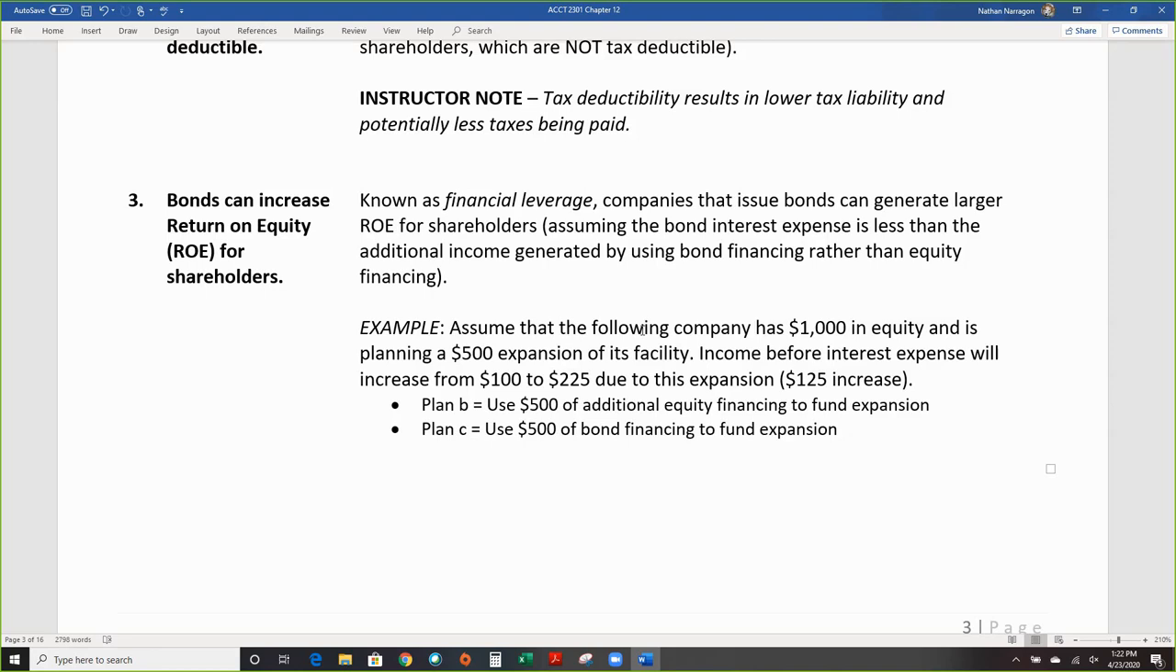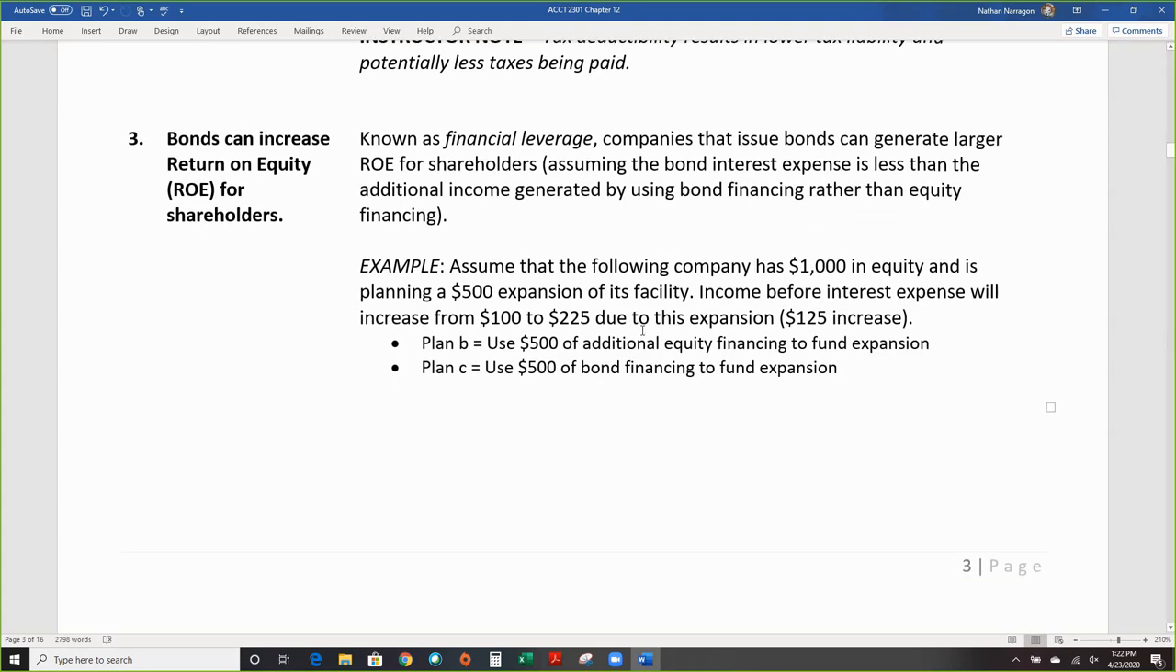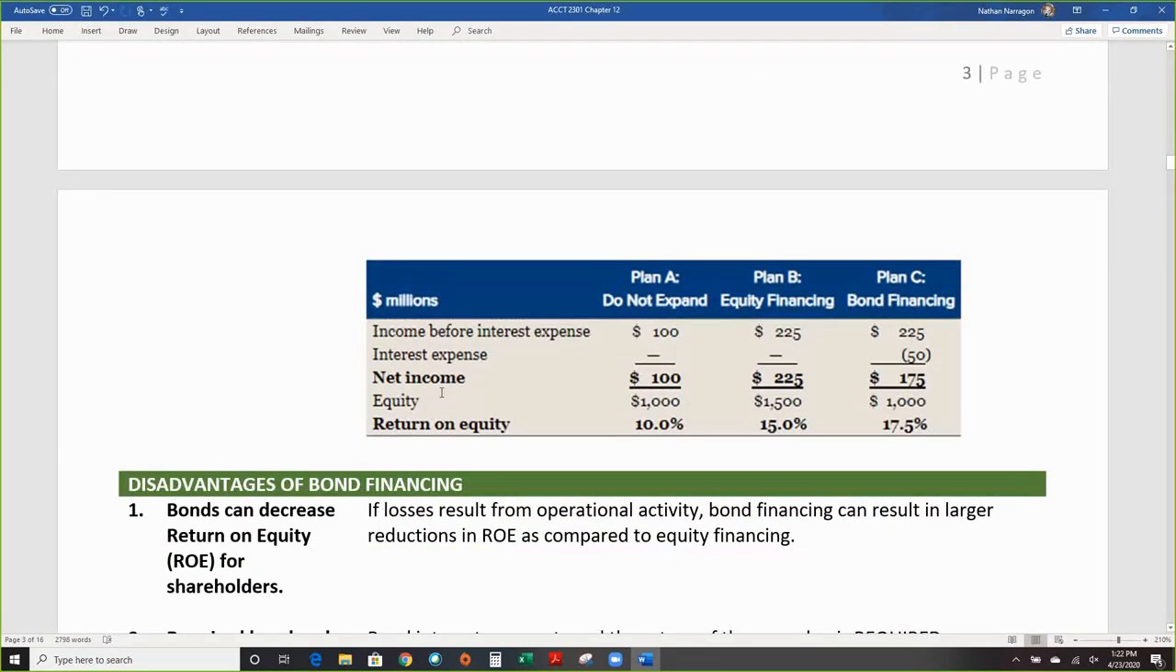Now, we have two plans. Plan B decides we're going to finance this through equity. Well, Plan C is going to say, let's do a bond. Now, when we look at return on equity, remember that's net income divided by equity in itself. So before we do any of the financing, this is currently what it is. We add 100 in income divided by that 1,000 equity. Gives us only a 10% return on equity for our shareholders.